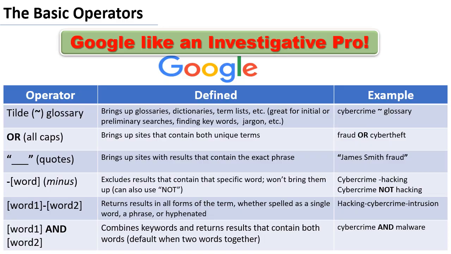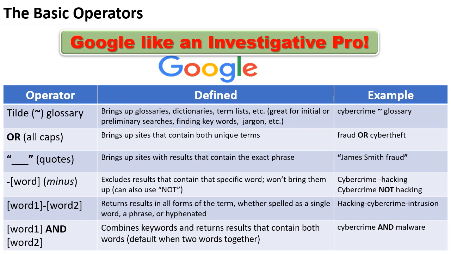So here are the basic operators. You can join search terms by using the OR operator, say hacking or ransomware. If you need an exact phrase, so for example, DPRK malware attack vectors, you can put quotation marks around it, beginning with DPRK and ending in vectors, in order to return the results that exactly use that phrase.